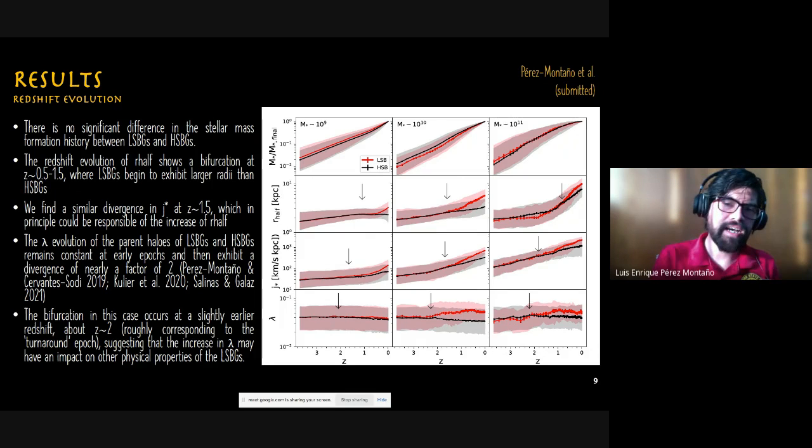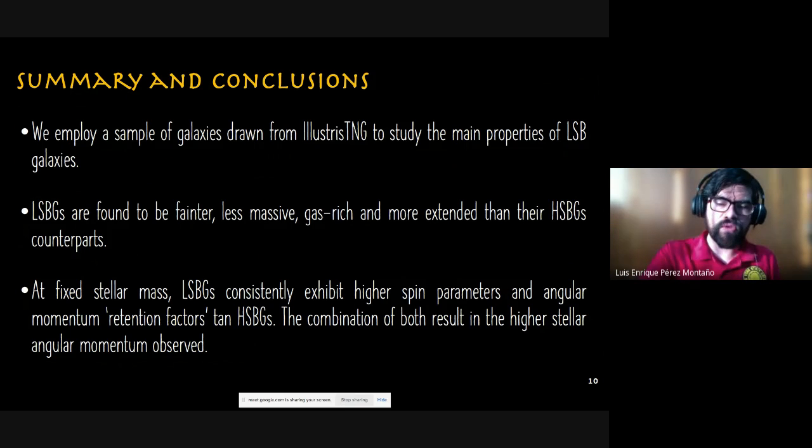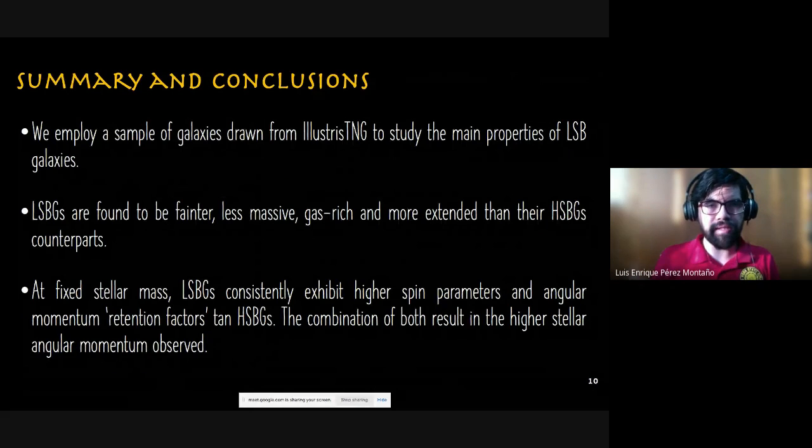So this is like a cause and consequence derived from the evolution of the spin parameter. So this is maybe a good explanation of why these galaxies present high angular momentum and extended areas. So to finish my talk, I made a summary.